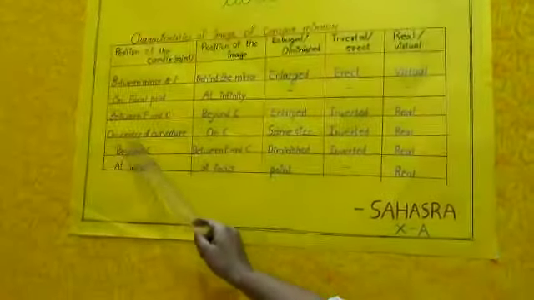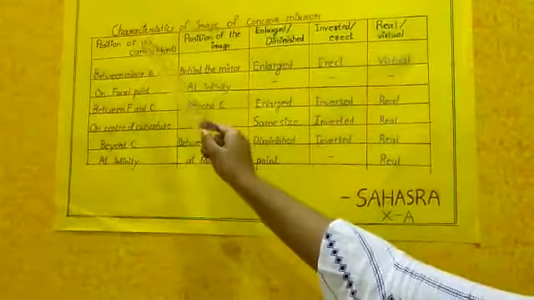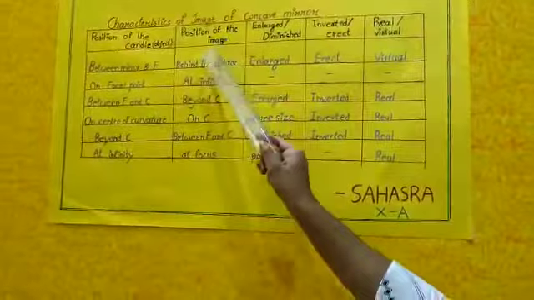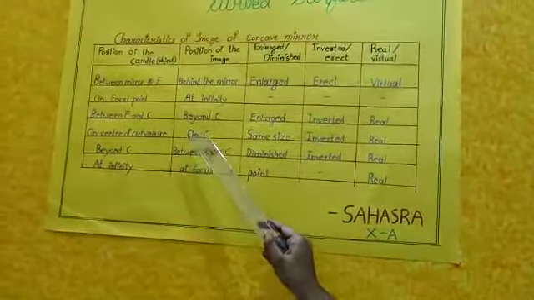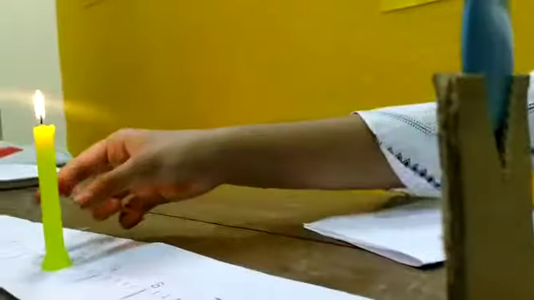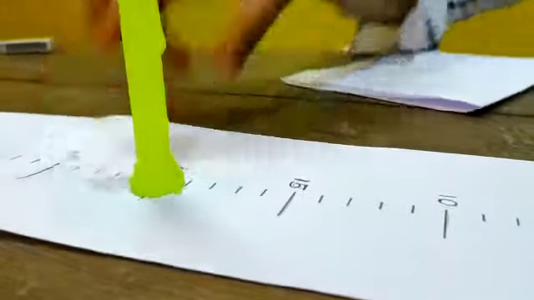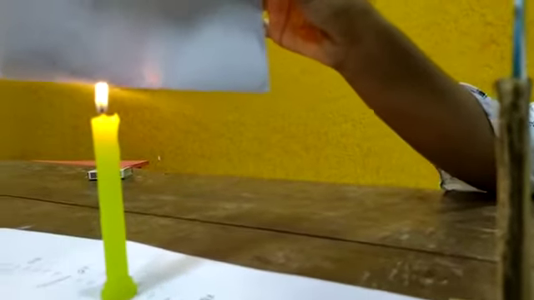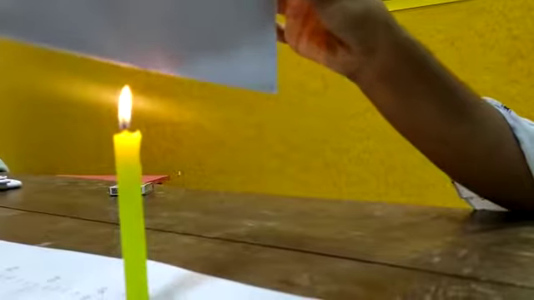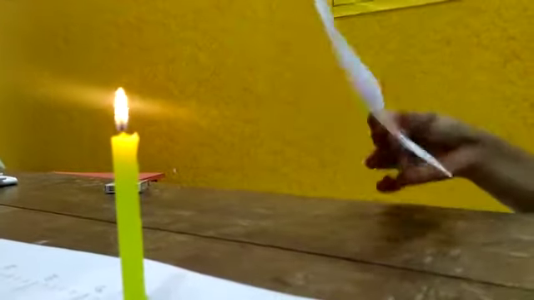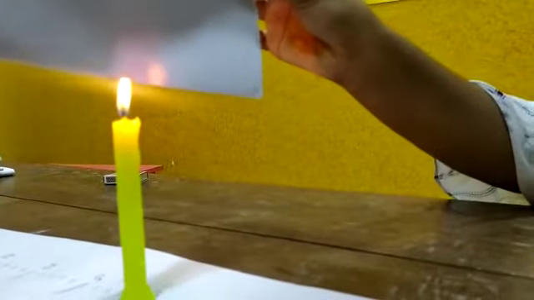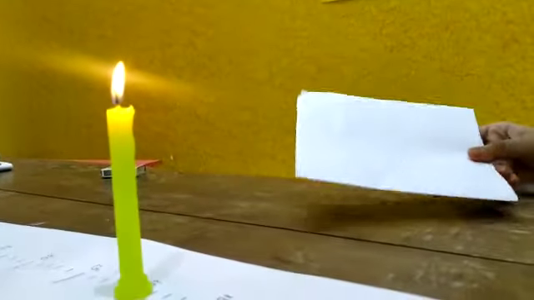If the object is at center of curvature, then the position of the image will also be at center of curvature. So let us keep the candle at center of curvature, that is 20. So we'll get the image at 20 itself. See, we'll get a sharp image here. At 20 itself we'll get a sharp image.